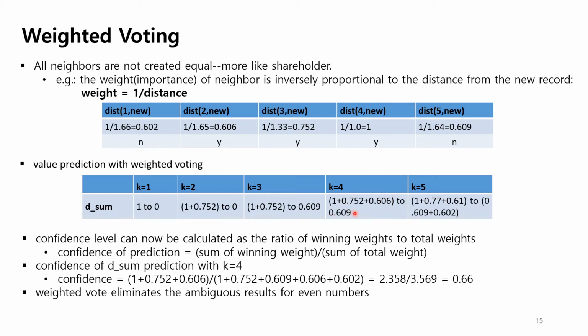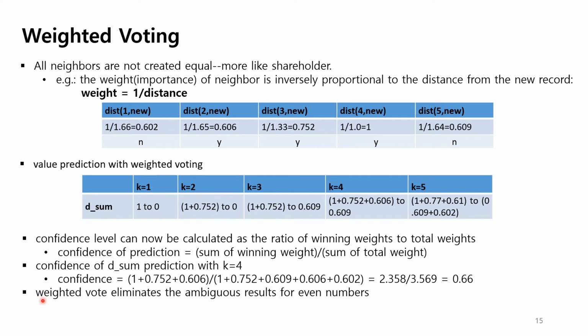So the confidence is the sum of winning weight. In this case, the winning value is y, right? So the summation of y weight, which is this, comes here, and then it is divided by the entire weight. The summation of all weight comes here, okay? So you compute this, it is now 0.66, okay? So for this particular case, the confidence is 66%. That's how we compute confidence level.